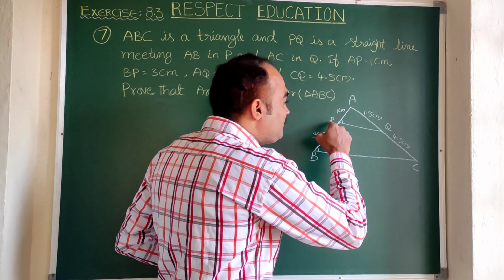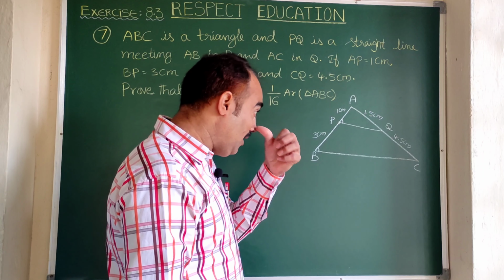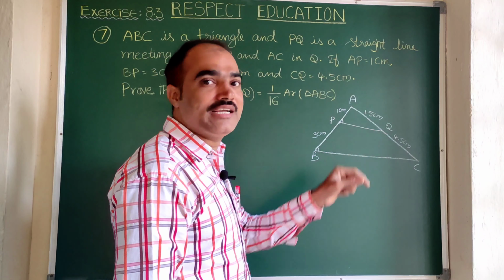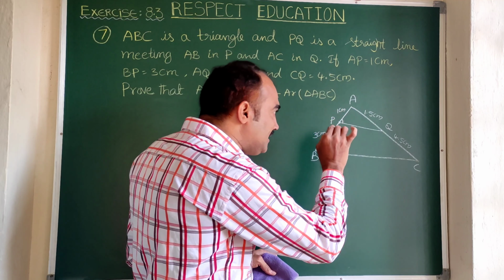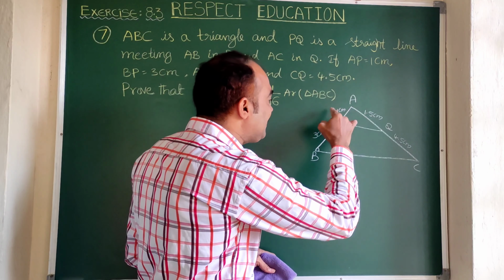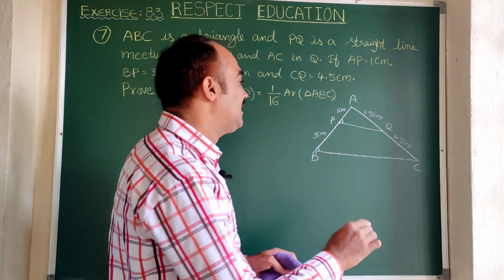Now as we need the parallel by the converse of BPT theorem, we have to check whether the ratios are equal or not. Is it clear? So now the present target is whether the ratios are equal or not. Checking that is our target now. So let us see here.